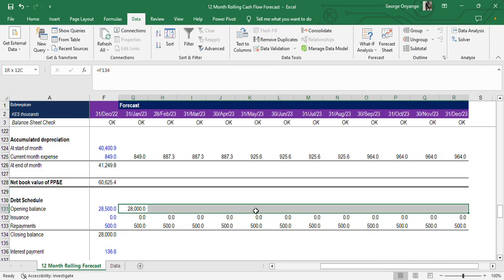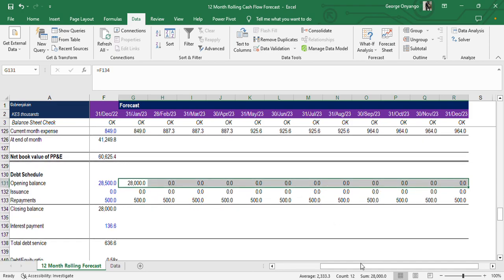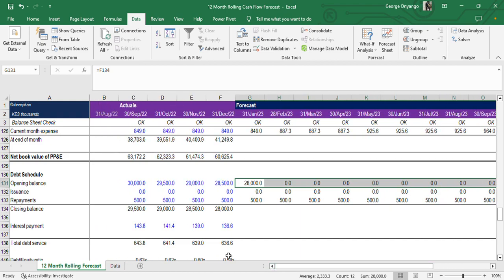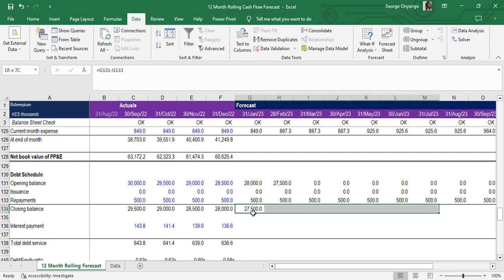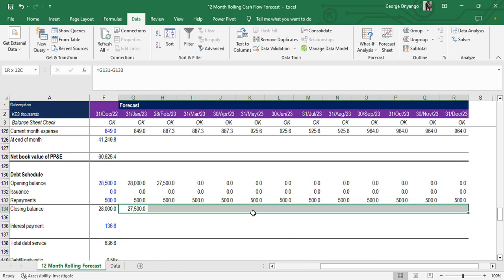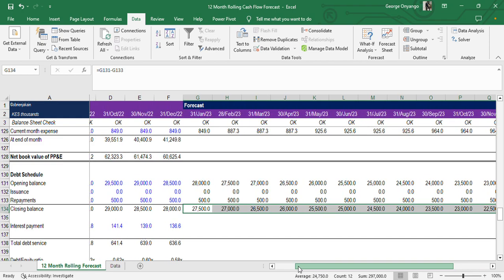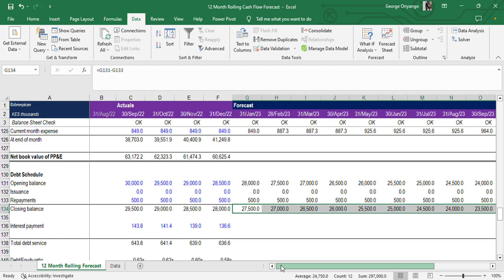now to get that. Then what we're going to do is that this debt is decreasing because they are making some repayments, so this one is going to be equal to this minus this. Okay, so if we fill that right, Excel is going to help us to calculate. So those are the closing balance for the debt.